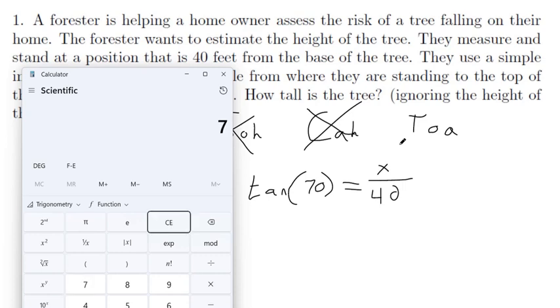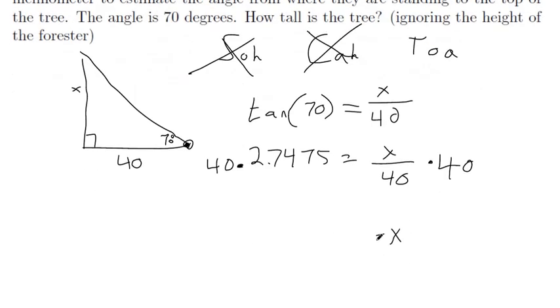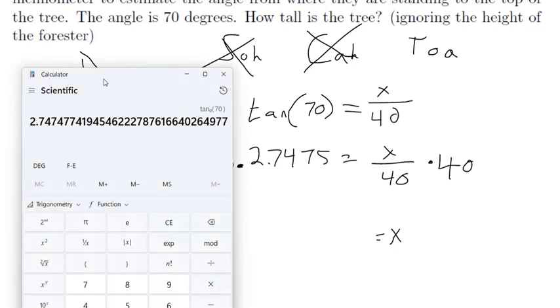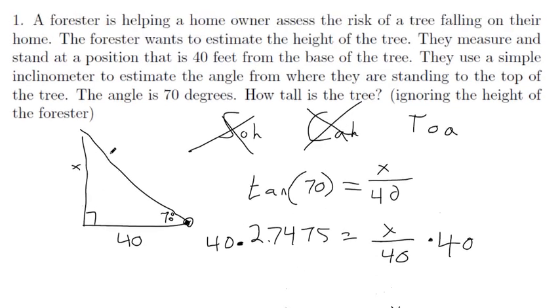There's not too much more to solve here. So make sure your calculator is in degrees. I typed in 70 in my Windows calculator, and I'm doing tangent. That's 2.7475 roughly. 2.7475 equals x over 40. So here's some algebra. To get x by itself, we want to do the opposite of divide 40 to both sides. So we're going to multiply 40 to both sides. So we got 40 times this stuff. So that's 109.9. Okay. So that tree is about 110 feet.